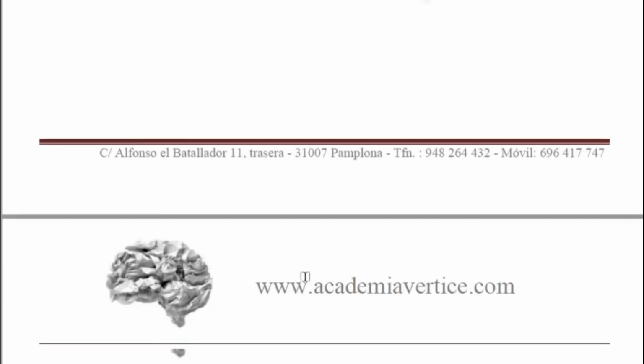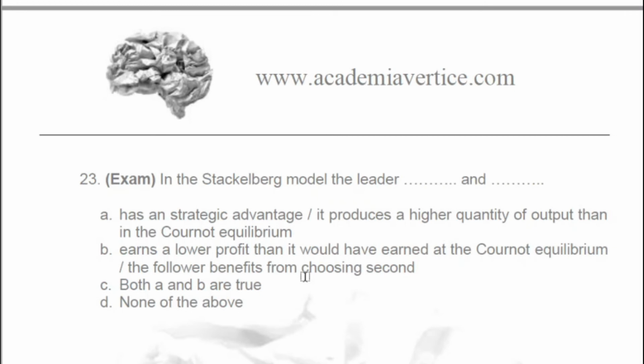Well, another easy question. Now, another exam question. In the Stackelberg model, the leader has a strategic advantage, yes, and it produces a higher quantity of output than in the Cournot equilibrium. Yes, that's correct, of course. But be careful, because A and B could be true. Earns a lower profit than it would have earned at the Cournot equilibrium. No. If the leader has an advantage, it's reasonable to win more. So clearly it's A.